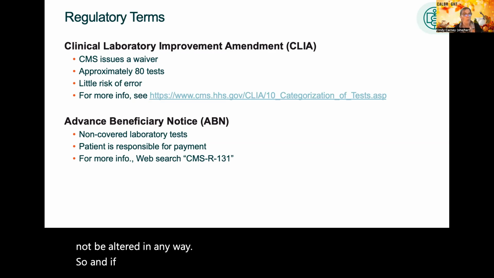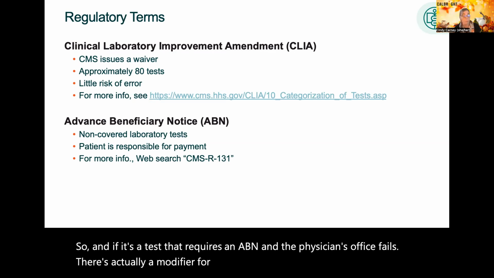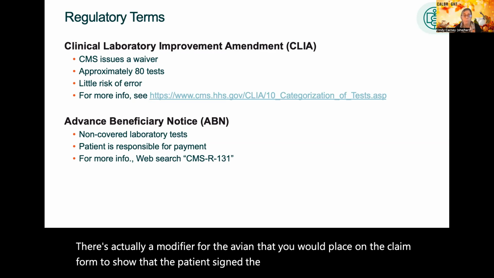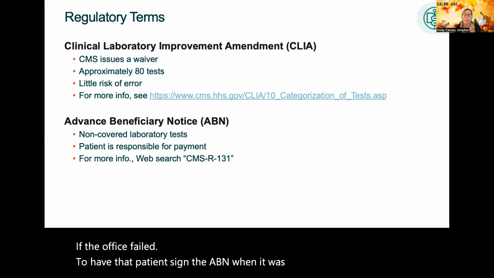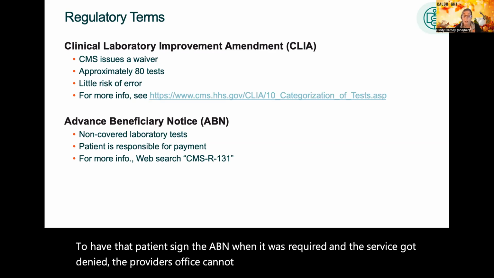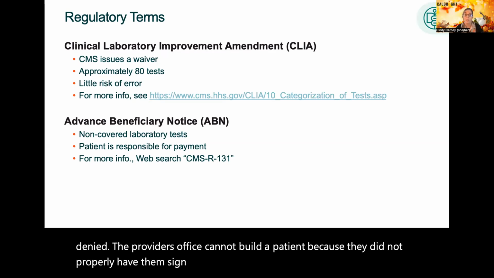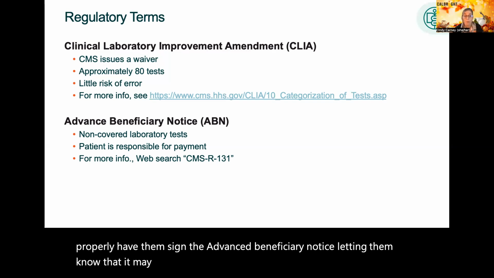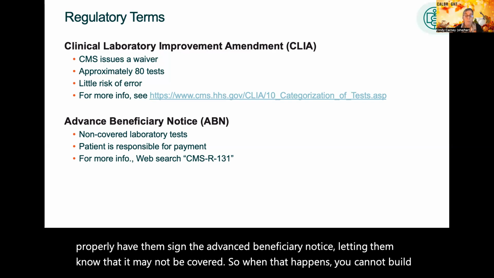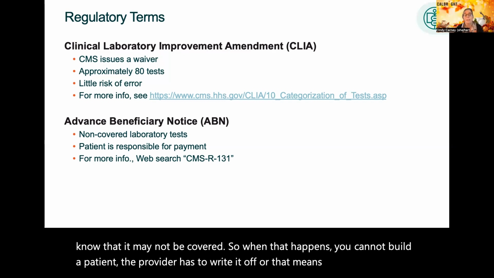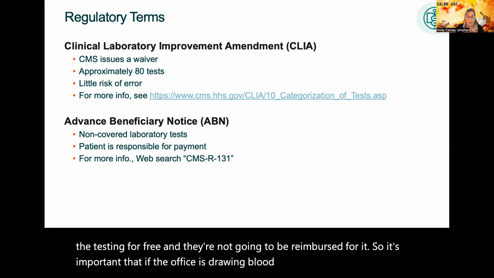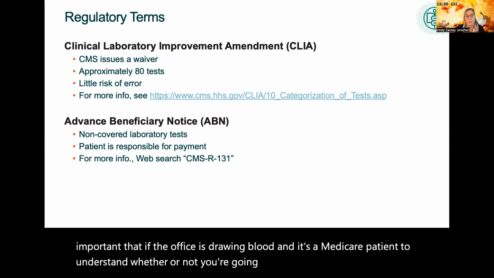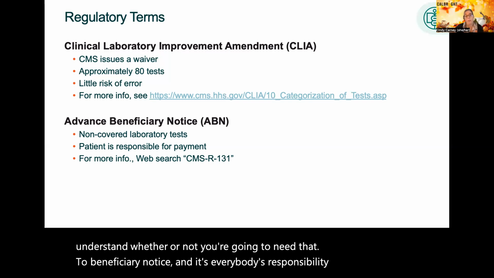If it's a test that requires an ABN, there's actually a modifier for the ABN that you would place on the claim form to show that the patient signed the ABN. If the office failed to have that patient sign the ABN when it was required and the service got denied, the provider's office cannot bill the patient because they did not properly have them sign the Advance Beneficiary Notice, letting them know that it may not be covered. So when that happens, you cannot bill the patient. The provider has to write it off, which means they basically did the testing for free and they're not going to be reimbursed for it. So it's important that if the office is drawing blood and it's a Medicare patient, to understand whether or not you're going to need that Advance Beneficiary Notice. And it's everybody's responsibility to make sure that it gets signed.